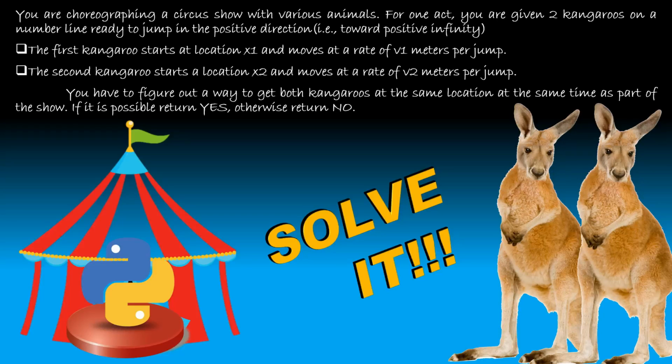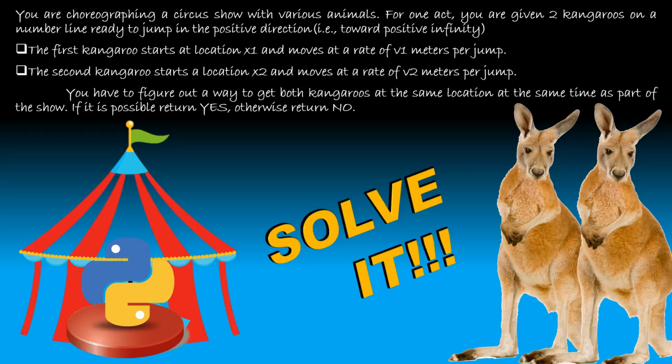Hey friends, today we are going to solve a question using Python. So the question is, consider that you are choreographing a circus show with various animals. For one act, you are given two kangaroos on a number line ready to jump in the positive direction.